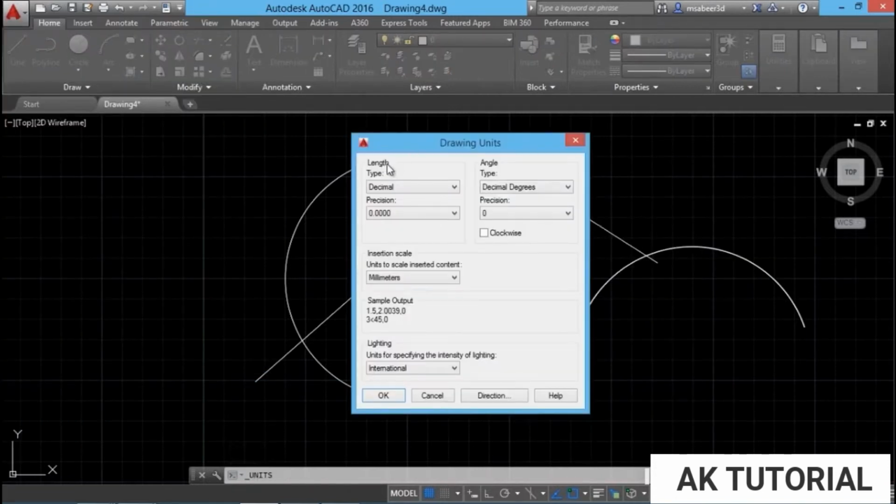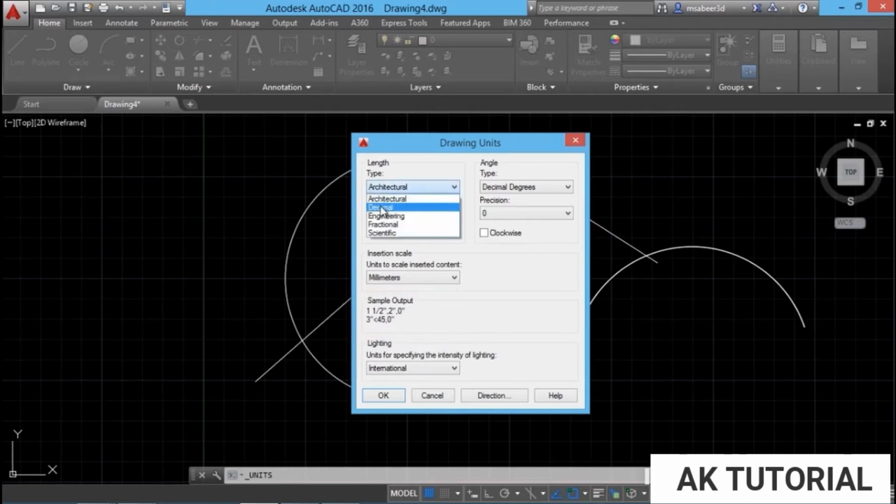We should set the units for the linear as well as for the angular measurements. For the linear measurement, we have architectural, decimal, engineering, fractional and scientific. In architectural units, you can draw in feet and inches. It is represented like a fraction, and feet are represented using a single quotation and the inches are represented using a double quotation. And if you do not specify any symbol along with the number you enter, your values will be treated as inches.